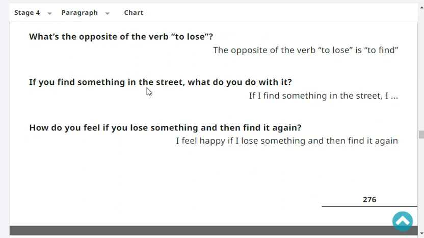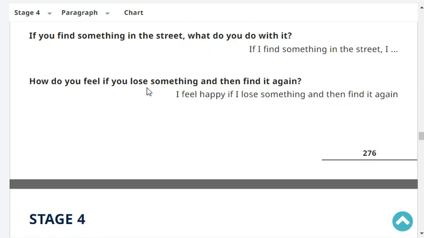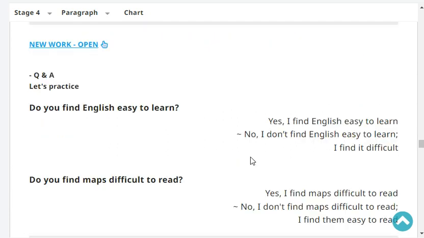If you find something in the street, what do you do with it? If I find something in the street, I take it to the police. How do you feel if you lose something and then find it again? I feel happy if I lose something and then find it again. Very good.